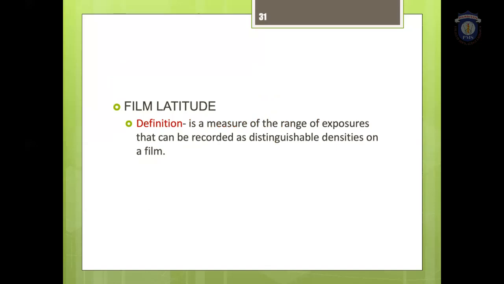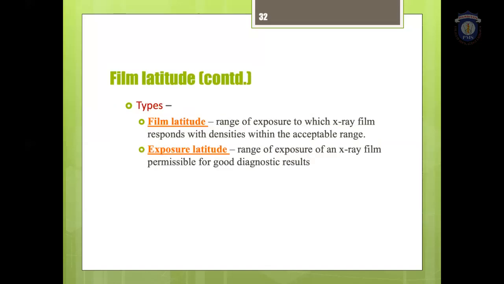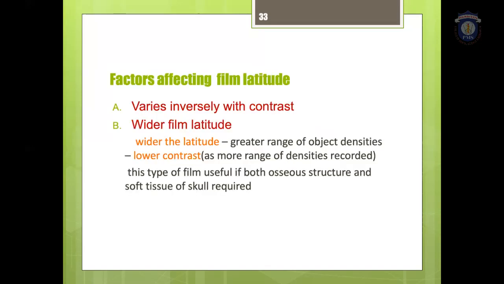Next is film latitude. It is defined as a measure of the range of exposures that can be recorded as distinguishable densities on a film. Types: film latitude and exposure latitude. Film latitude is a range of exposure to which X-ray film responds with densities within the acceptable range, whereas exposure latitude is a range of exposure of an X-ray film permissible for good diagnostic results.